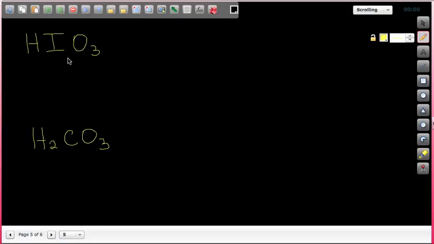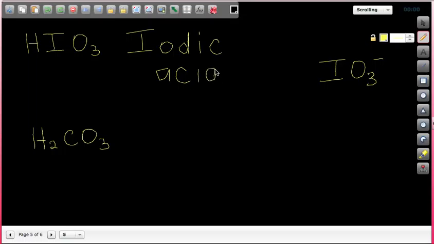How about HIO3? Now, from our -ate rule, we know IO3 1- is iodate. So I would call this one iodic acid. And CO3 2- is carbonate. If you're a little confused about the -ate rule, I would recommend that you go back to naming ionic compounds and see how these formulas are created from the rules. So it's carbonate, so I would say this is carbonic acid.